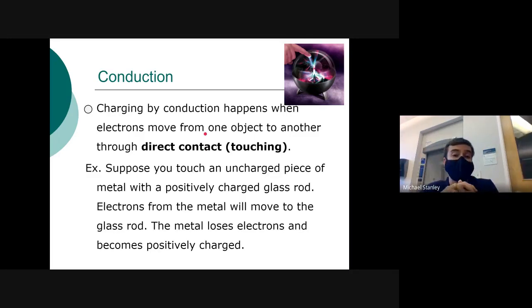So friction was two uncharged objects that become charged. Conduction is when electrons move through direct contact. So you touch something and it causes the electrons to go from one place to the other. This is basically what happens when you get that static shock from grabbing onto a metal door handle, because you are charged and the metal on the door is not. And so when you touch it with your charged-up finger, you get that shock of all the electrons leaving from you and going onto the metal. So you cause the metal to become charged when you touch it. So friction is rubbing. Conduction is touching one charged thing to something that's not charged.